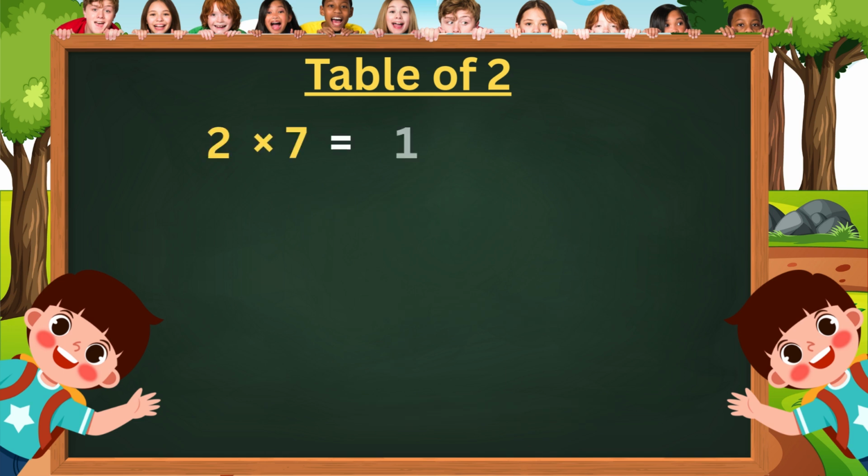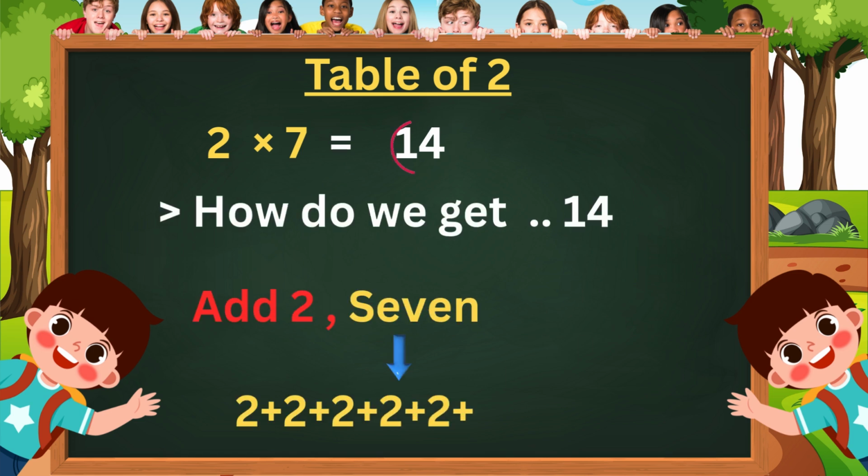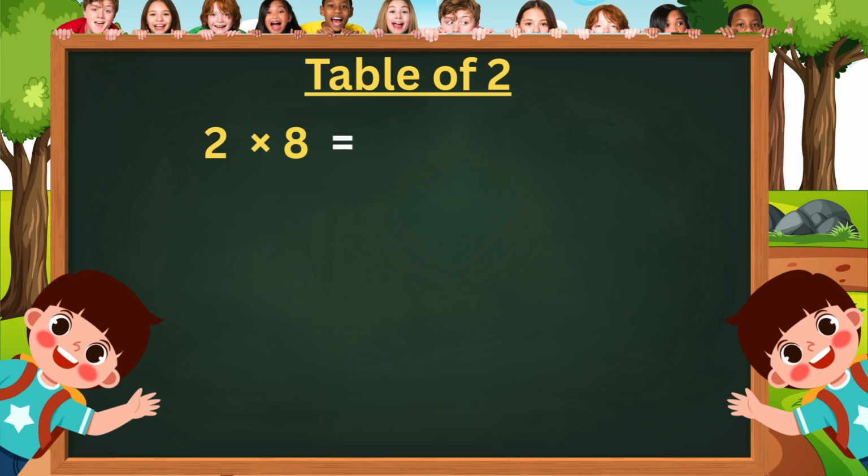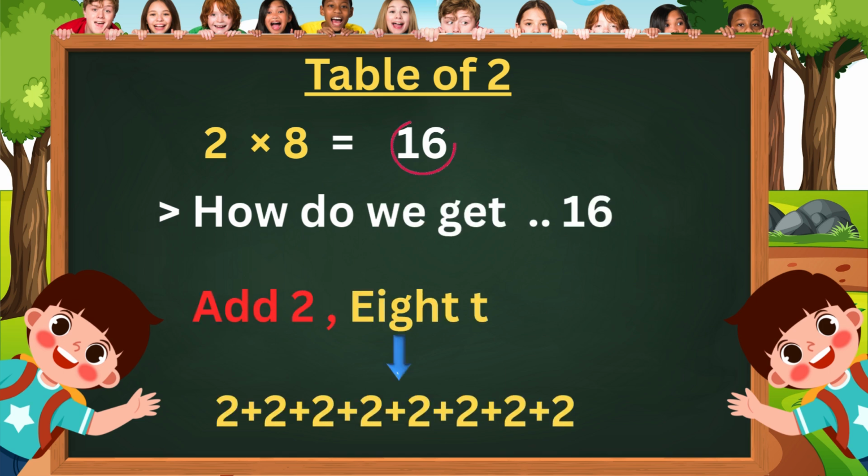2 sevens are 14. How do we get 14? Add 2 7 times. 2 eights are 16. How do we get 16? Add 2 8 times is equal to 16.